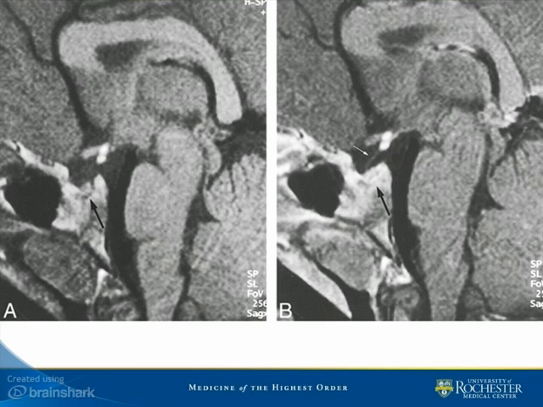This is a sagittal image of a patient with posterior pituitary ectopia. Image A shows the black arrow pointing to the area of the normally placed anterior pituitary, and then photograph B has the area of the posterior pituitary very bright just above the area of the white arrow.